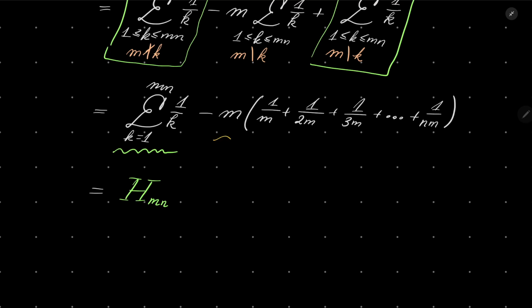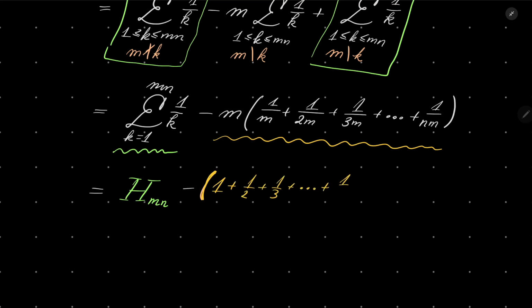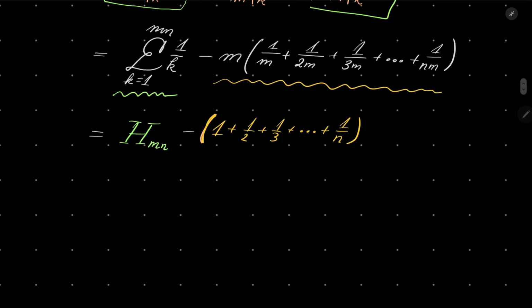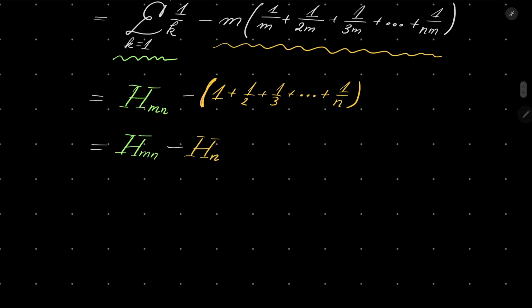And what about this part? Well, it can be written as minus 1 plus 1/2 plus 1/3 plus 1 over n. And what is that? Well, it's just nth harmonic number. So it's H_mn minus H_n. And that is our result.